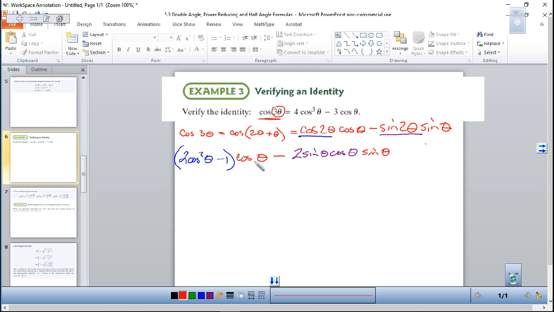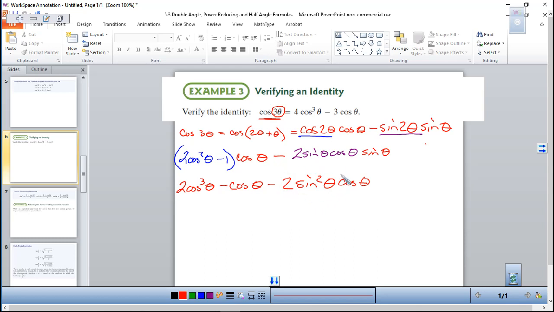Now I need to distribute this cosine theta through over here. When I do, I'm going to have cosine theta times 2 cosine squared theta, which gives me 2 cosine cubed theta. Negative 1 times cosine theta gives me minus cosine theta. When I simplify here, I'm going to get negative 2 sine squared theta, sine theta times cosine theta. Alright, and notice I'm still not where I want to be, but I'm a lot closer, but there's a problem here.